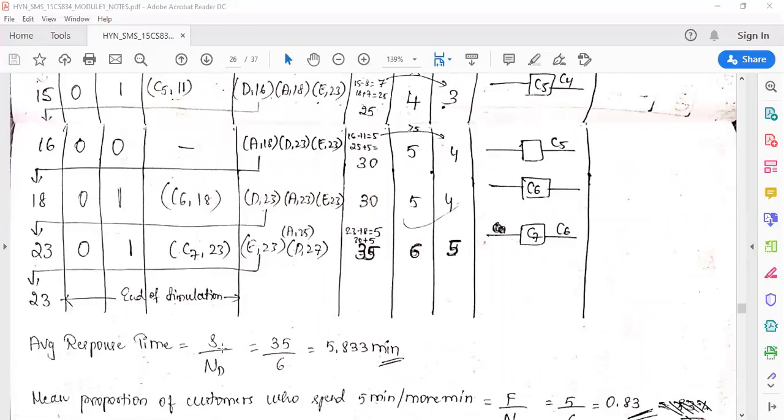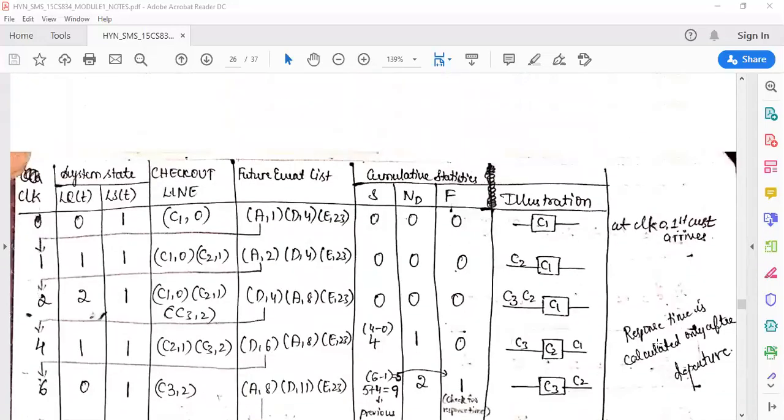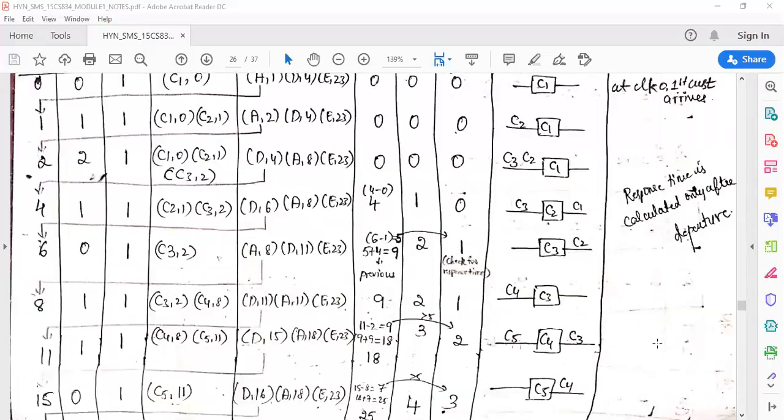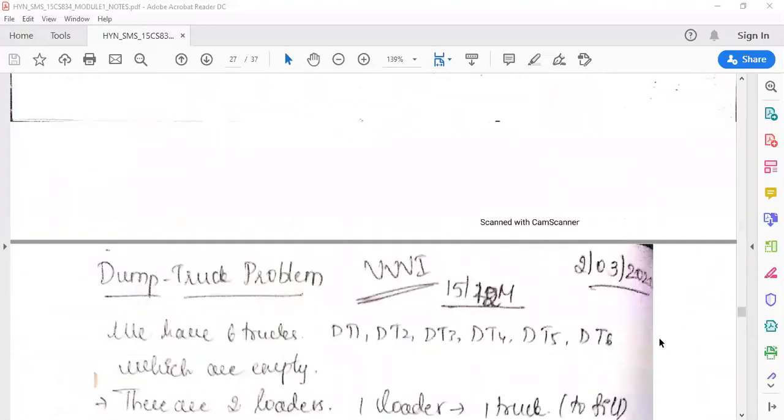So average response time formula is S by ND. So 35 by 6, those number of minutes you will get. Mean proportion of customers who have spent 5 or more minutes, formula is F by ND, right? So 5 by 6, you will get the value as 0.83, right? So this is how you have to solve the problem on type 2 event scheduling algorithm, which is to calculate the average response time and mean proportion.